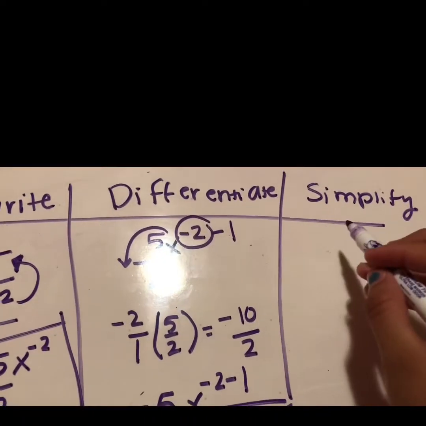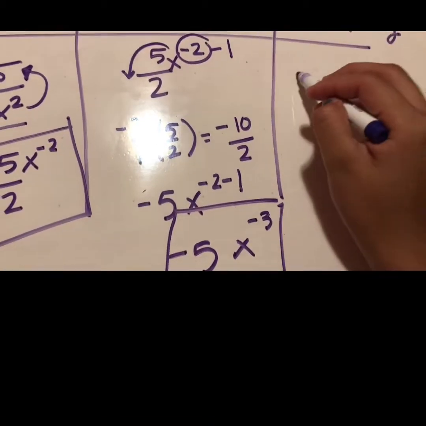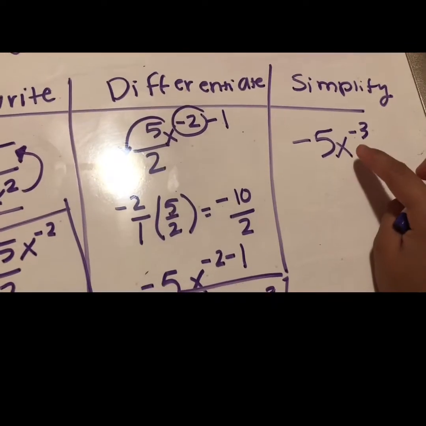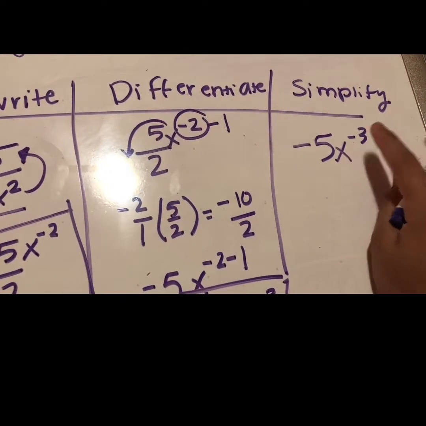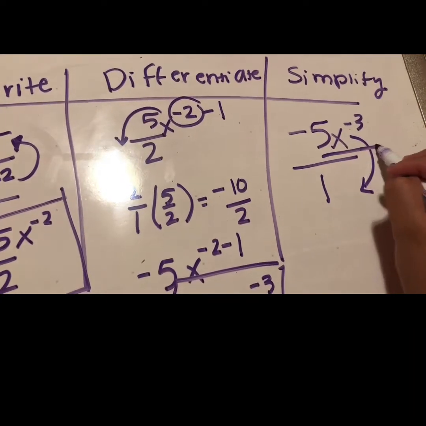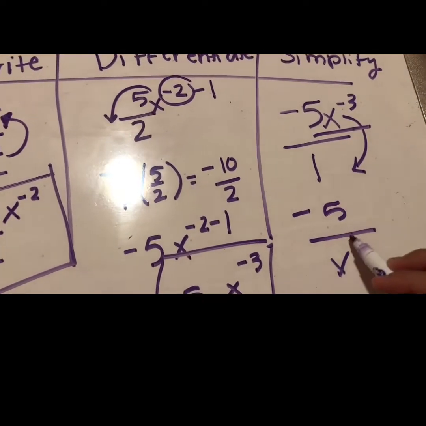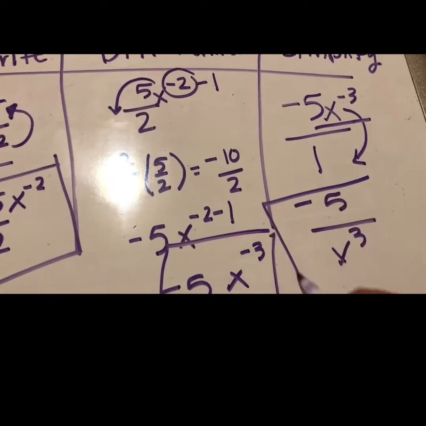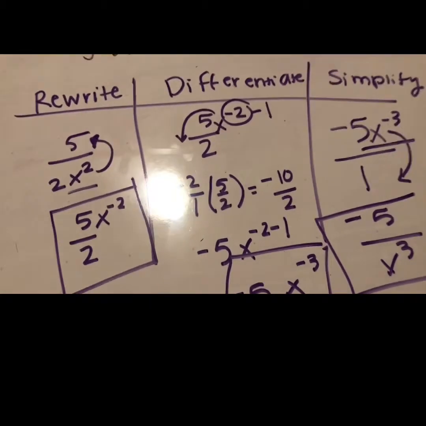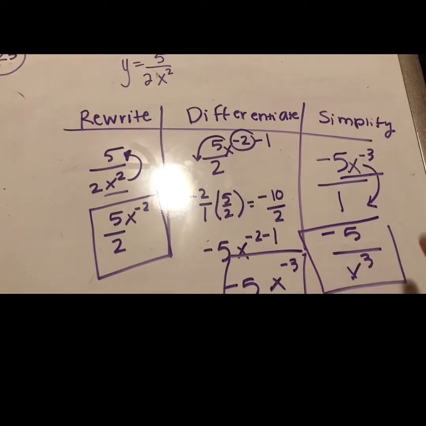And for the last part where we have to simplify, we're going to move this up here. And it's going to be negative 5x to the negative 3. So as I mentioned before, we don't want any negative exponent. So what we can do is move the whole term down, x to the negative 3. So then that would leave us with negative 5 over x cubed. And this would be the simplified version of the function. And this is how we have to do the table with every single thing that it's asking us for.